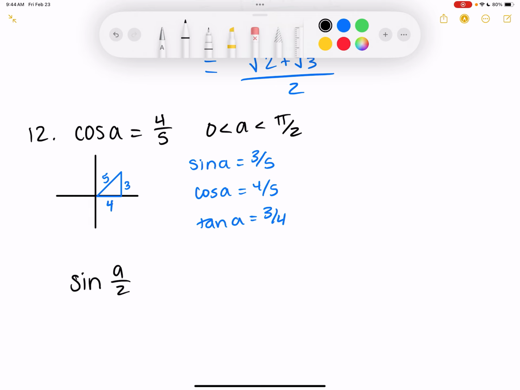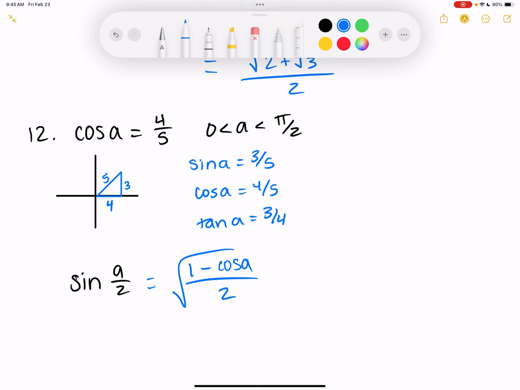Now, these ones, they don't give us an angle, but they tell us that a is somewhere between 0 and pi over 2. So when we set this up, we're using the formula, just from your notes, and we're going to be replacing cosine of a or sine of a or tangent of a, depending on the problem, with what we found up here. So sine of a over 2 formula is the square root of 1 minus the cosine of a over 2.